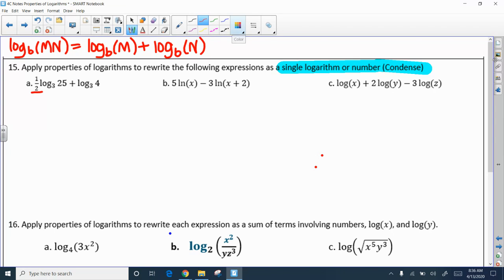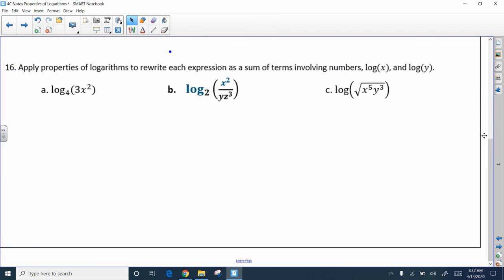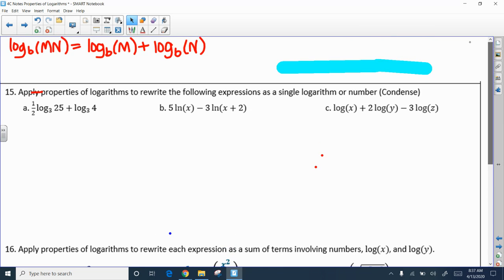The next property is very similar, but has to do with if we're dividing.